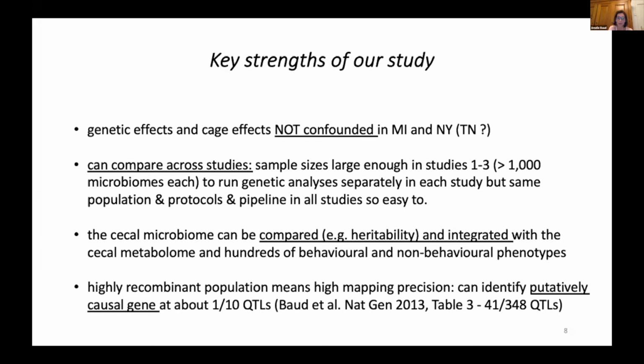And finally, we shouldn't forget this population is highly recombinant, with many recombination events having accumulated over the generations of outbreeding. And so when I studied HS rats for the first time during my PhD already, we had a good chance of identifying putatively causal genes at QTLs. I estimated that at about 1/10 of the QTLs, we had a good idea of what might be the causal gene. It can only be better now because there's been more generations and more recombination. So we do really have a population that permits high precision mapping.